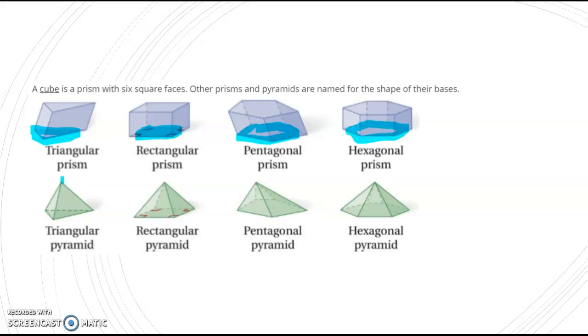If it connects with a vertex at top, we call them pyramids. Again, we name them based on their bases. If the base is a triangle, we call it a triangular pyramid. A rectangular pyramid, and if it's a pentagon, we call it a pentagonal pyramid. And then a hexagonal pyramid if I have a hexagon on the bottom.